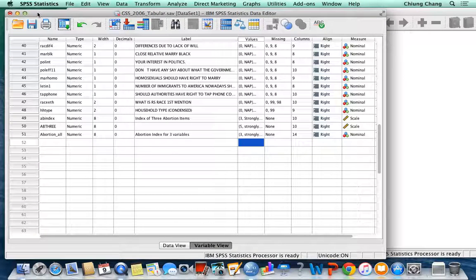Okay, here I want to show you, using the example on pages 94 and 95, hypothesis testing, the chi-square test, and how to run a Cramer's V and gamma coefficient, and how to view the result. The data we're going to use is GSS 2006 tabular data.